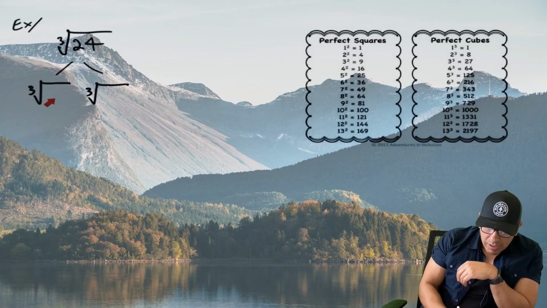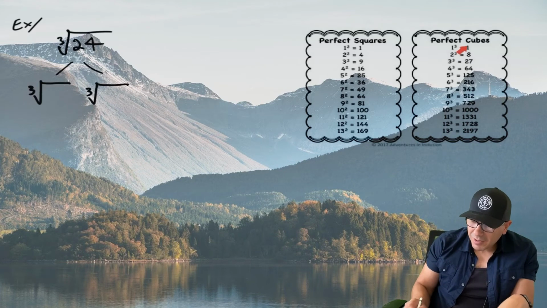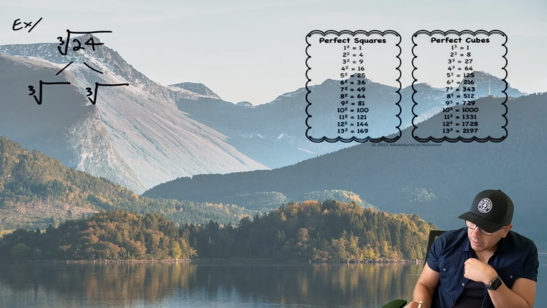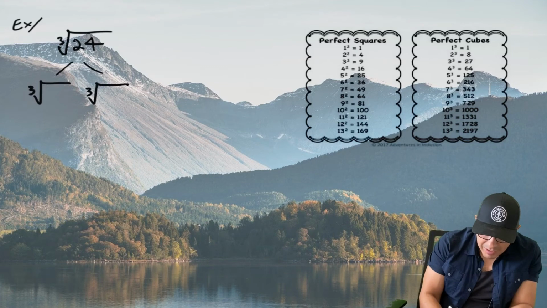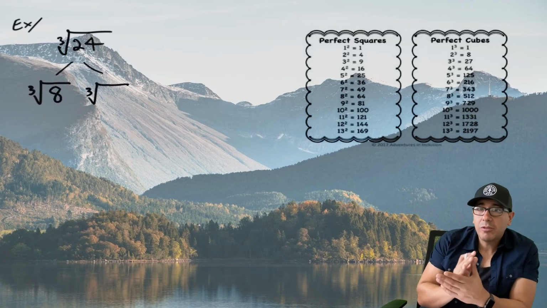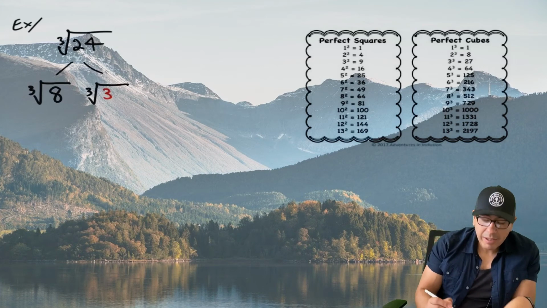All right, so what number times another number is going to give me 24? But it has to come from this list. That first number has to be a perfect cube. So 24, can I divide it by 27? Nope. Can I divide it by 8? Bingo. So the 8 goes in here because the 8 is the largest perfect cube. I can't stress that enough. And then we put the 3 right there.